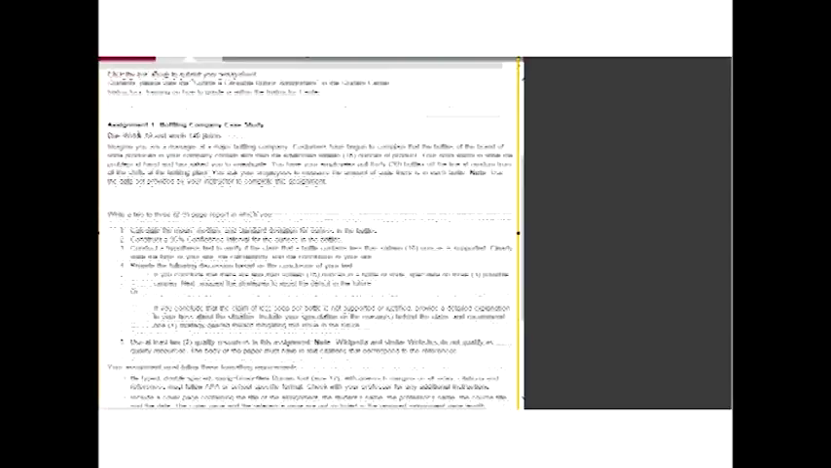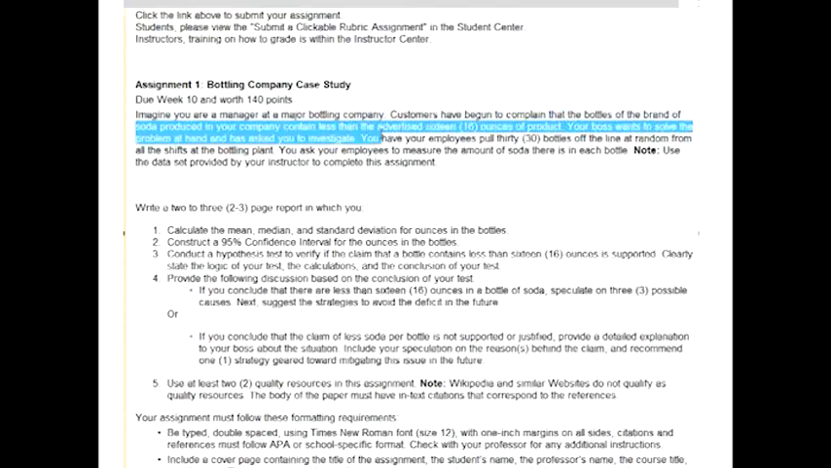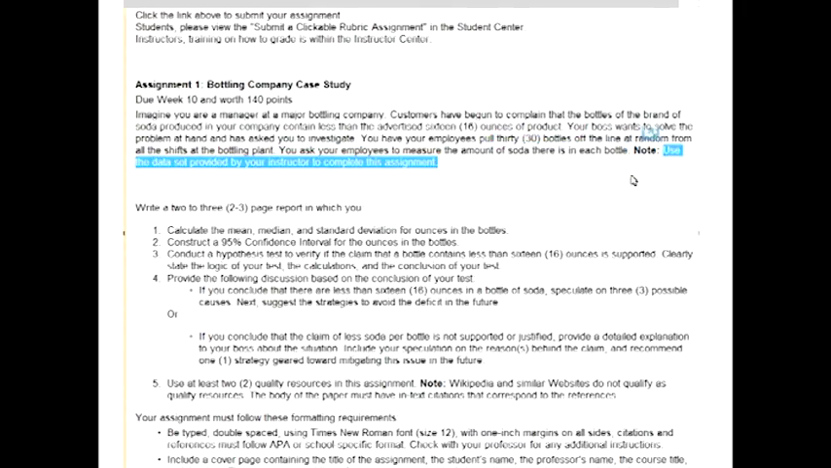So your instructions are, imagine you are a manager at a major bottling company. Customers will begin to complain that the bottles of the brand of soda produced in your company contain less than the advertised 16 ounces. Your boss wants to solve the problem at hand and asks you to investigate. You have your employees pull 30 bottles off the line at random, and you ask your employees to measure the amount of soda in each bottle.